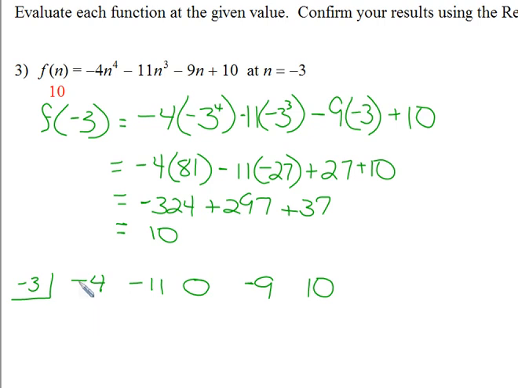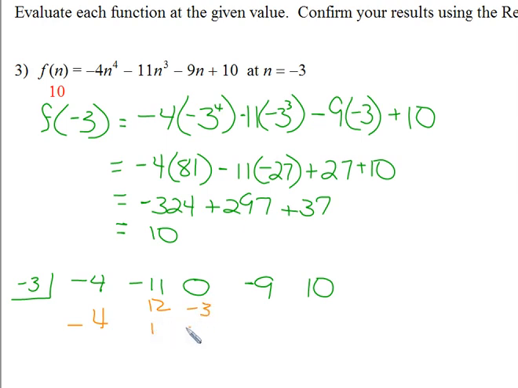So we're going to, again, remove all of the variables. In this problem, we had a 0x squared, so that is something you'll need to watch out for. If there is a missing term, you've got to put a marker in for it. So I'm going to drop down the negative 4 and start multiplying again.